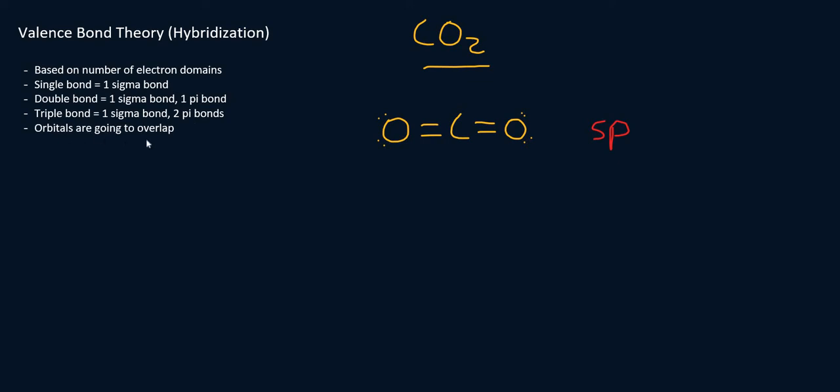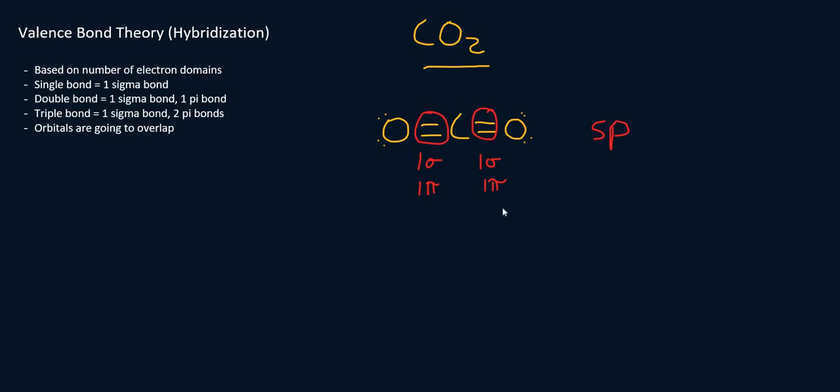And again, like I said, the orbitals in the valence bond theory are going to overlap. So for our CO2 molecule, we have two double bonds here. We have a double bond going to this oxygen, and a double bond going to this oxygen. That means that this bond here has one sigma bond, which we write as this, the Greek letter sigma, the lowercase sigma. It would also have one pi bond. And the same thing is true for this double bond over here: one sigma bond and one pi bond, because we have a double bond.